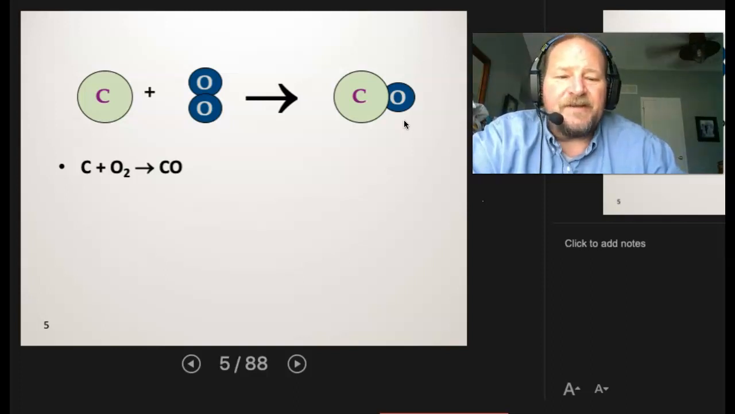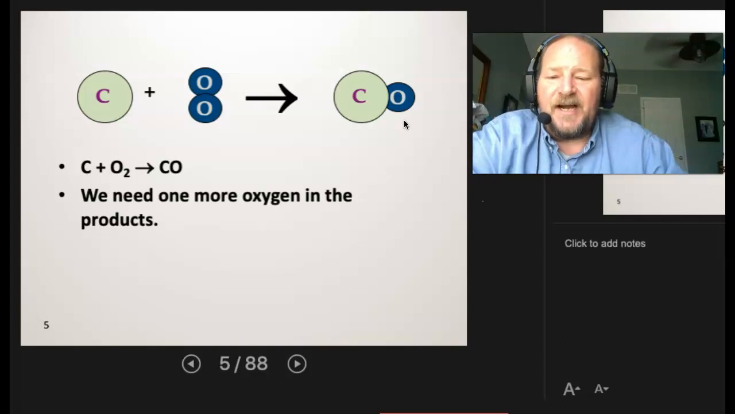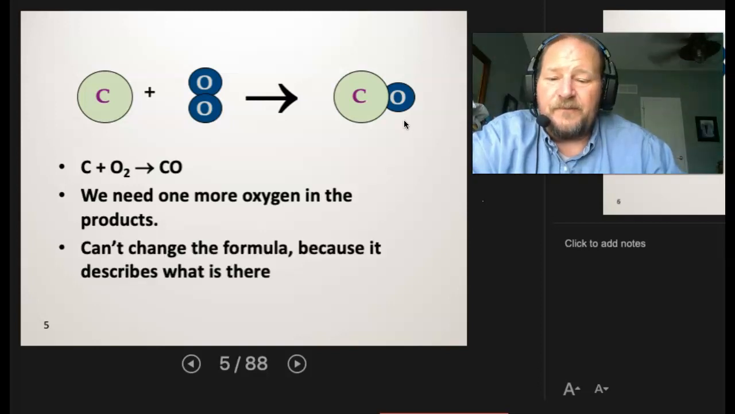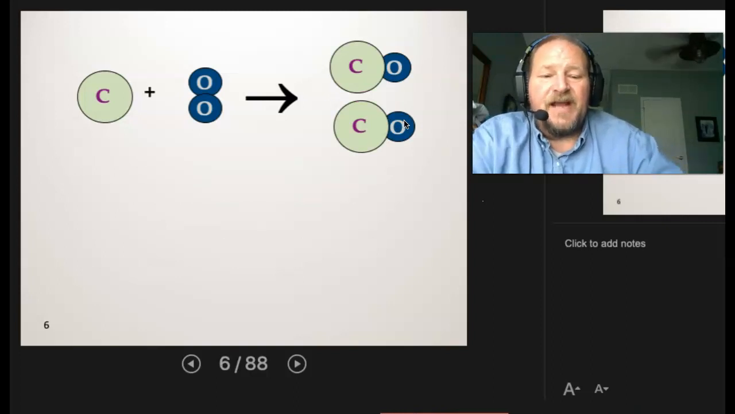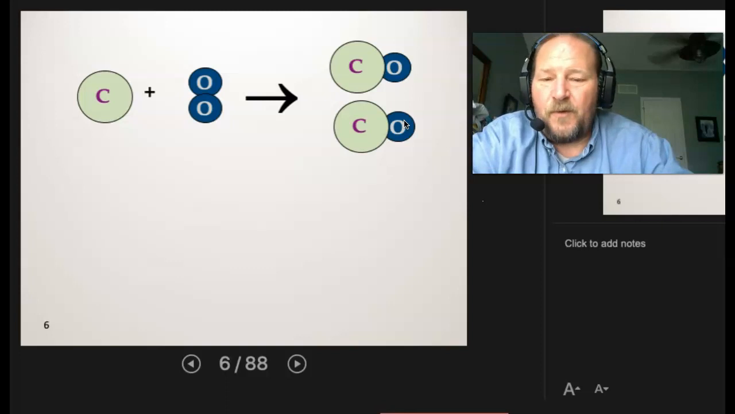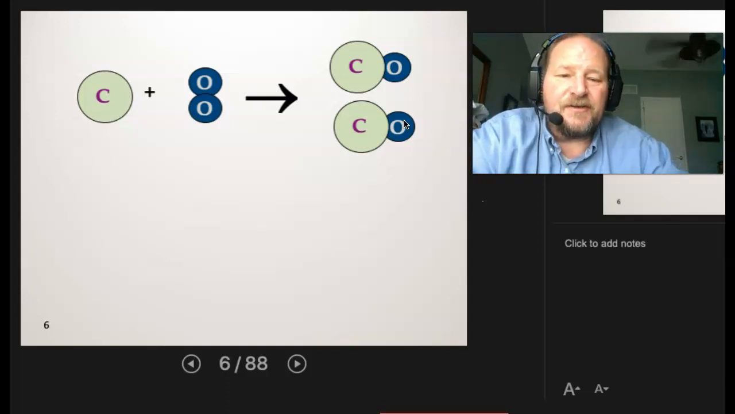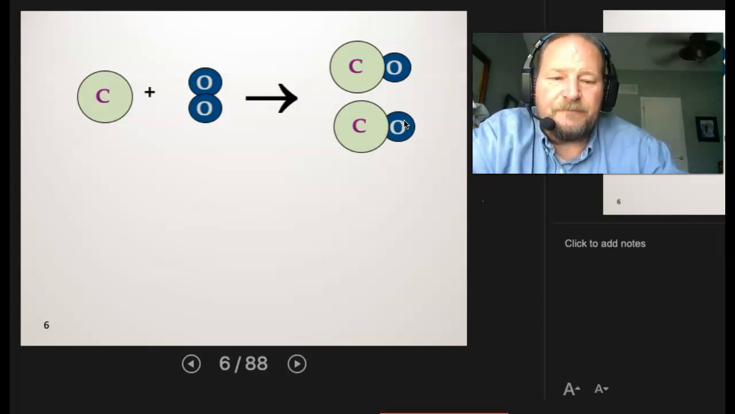So what can I do to fix this then? Well, in order to get an oxygen on the product side, the only thing I can do is add more CO. And so that's what I'll do. All right, I can't change the formula that describes what's there, but I can actually multiply what's there. So rather than having 1 CO, now I can have 2 COs. Now when I do my count, I can see I have O2 on one side and 2 oxygens on the product side in the form of CO.